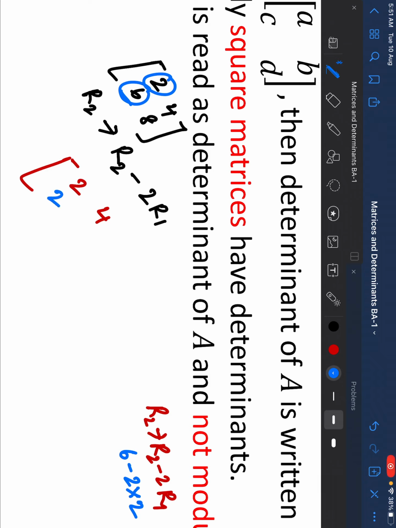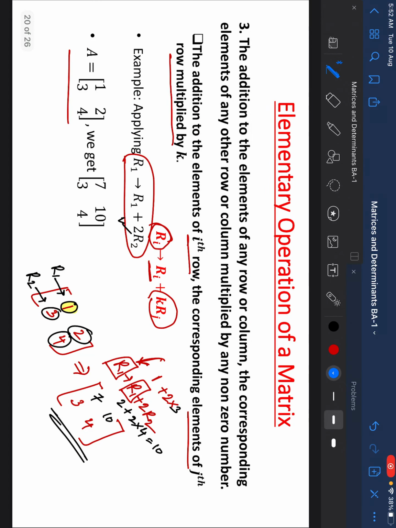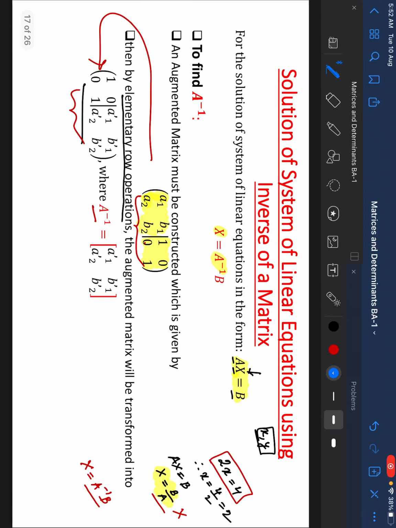Then the second element of R2 is what? 8. So 8 minus 2 into, the second element of R1 is 4. So you get 8 minus 8, 0. This is how we get the matrix after doing the third elementary operation. So these are the three row operations which we have, and using these row operations we're going to transform the augmented matrix into this form, and then we will get the A inverse.